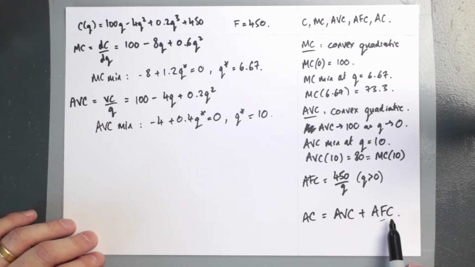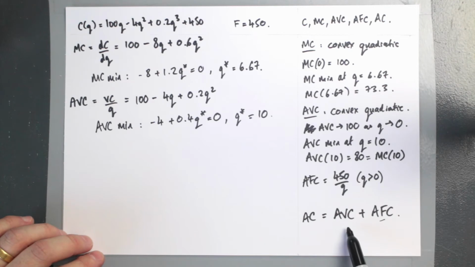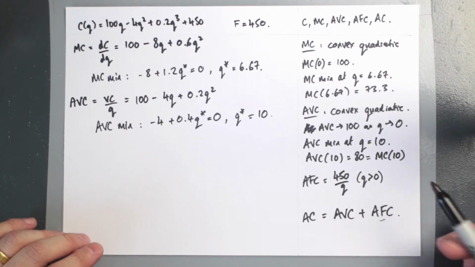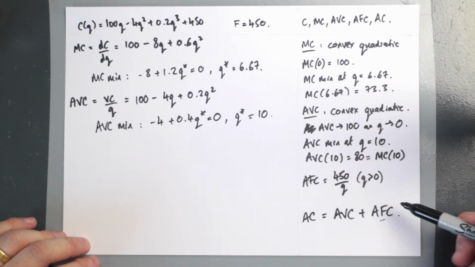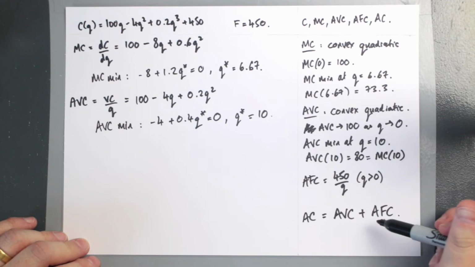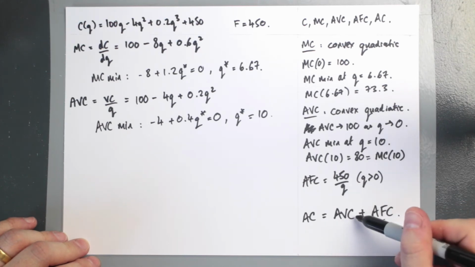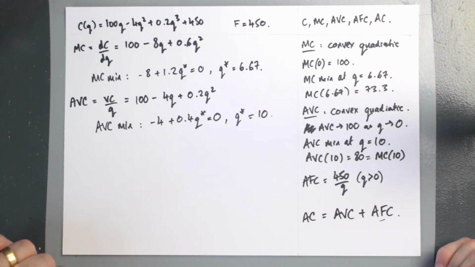If, however, Q is very, very high, so if Q is 1,000, 2,000, 1,000,000, then this average fixed cost term is going to disappear, and the average cost is going to get closer and closer to average variable cost. Okay, so that helps us draw this. Average cost will start incredibly high for low levels of output. It will come down in a convex way, and then it's going to get closer and closer to the average variable cost curve.